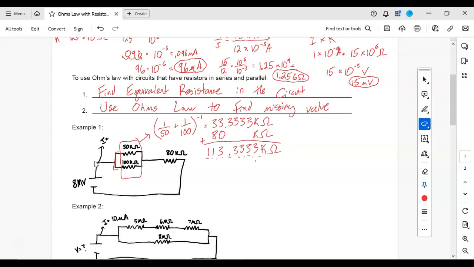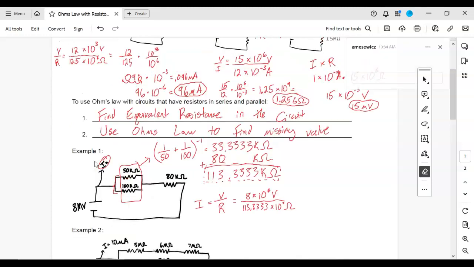That is an in-between calculation that we are going to need to use in order to find what this current is. But to find the current, we need to use Ohm's law. So I is equal to V divided by R, which if we fill in with our values here, voltage is 8 times 10 to the 6, or 8 megavolts. And then resistance is this 113.333 kilo ohms, 10 to the third. This would be the problem that we would do.